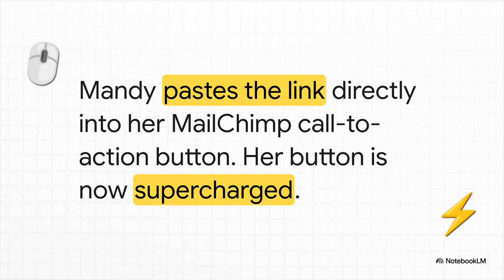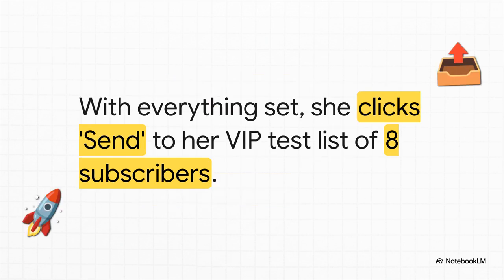Okay, now she flips back over to her MailChimp template. She finds that big call to action button, the one that says RSVP here. But instead of linking it to some clunky old school web form, she just pastes in that special link from Calendar Snack. And bam, her button is now supercharged. And that's pretty much it. The whole campaign is ready to fly.